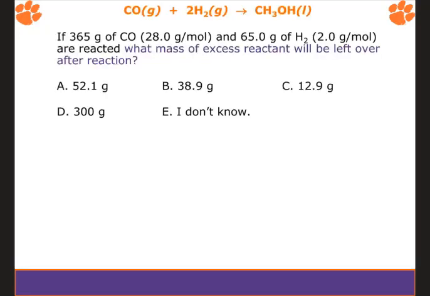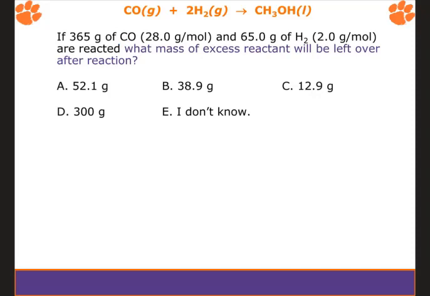All right, so let's check this one out. So here I want to know the mass of excess reactant that is going to be left over at the end of the reaction. So we know that CO, or carbon monoxide, is our limiting reactant. So we're trying to figure out how much of our hydrogen gas, our excess reactant, is going to be remaining after all the CO is reacted, right? Because that's just going to be extra. It's going to be left over.